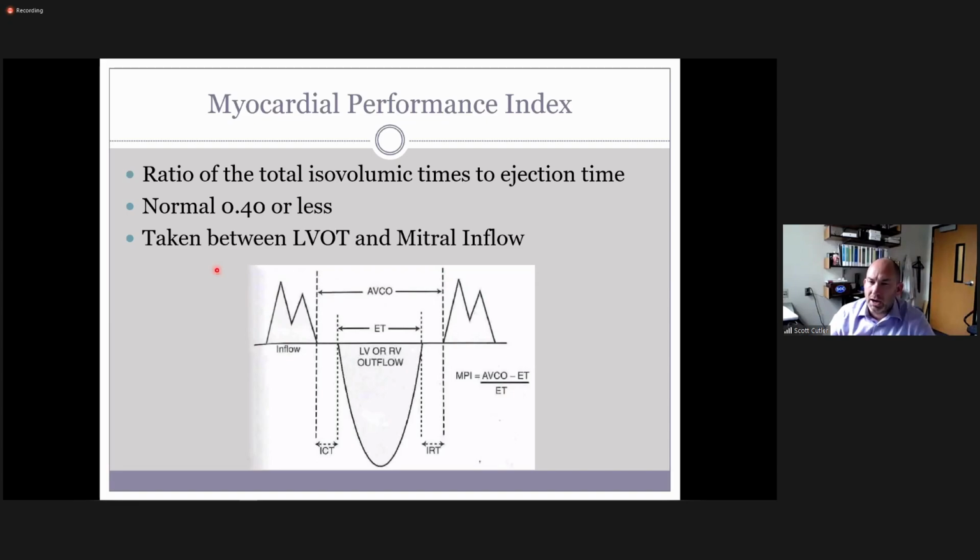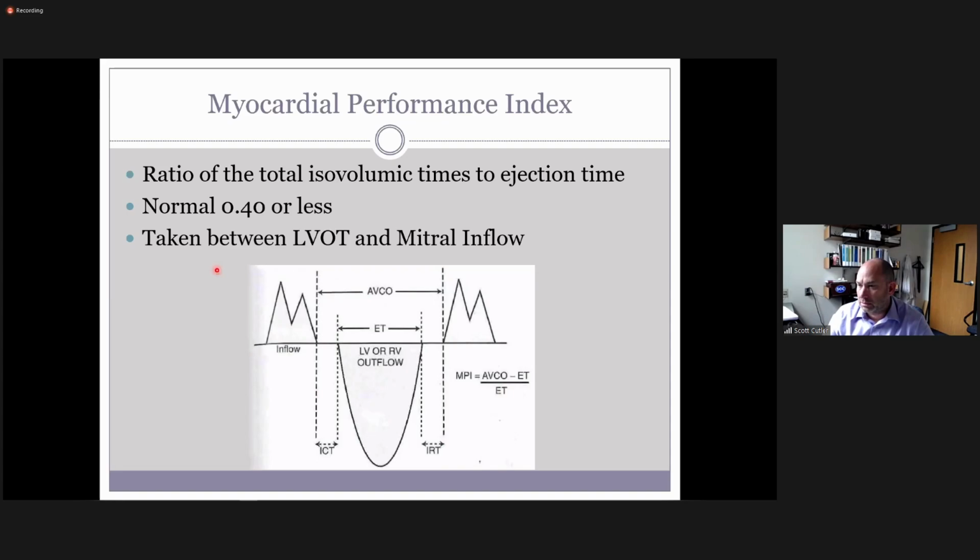I kind of taught that because it was a new measurement when I started teaching here. I kind of taught the MAPSE first because it was easy and we're used to getting a decent LV, and it was harder for students to get a good RV free wall. But the concept is very much the same and it's very easy to do. So I just kind of did both, but most labs only do TAPSE.